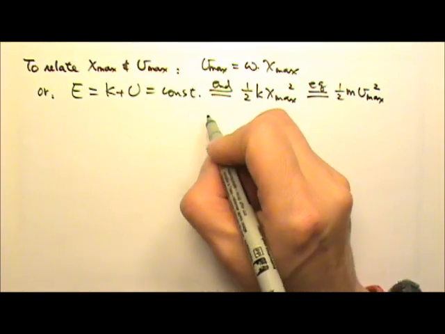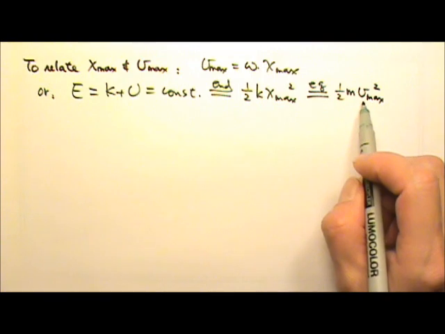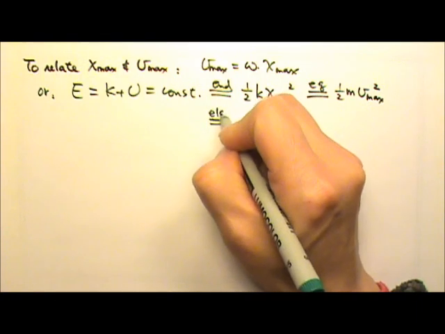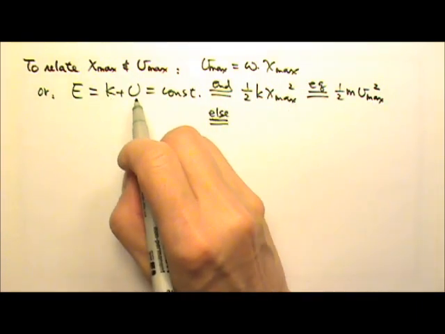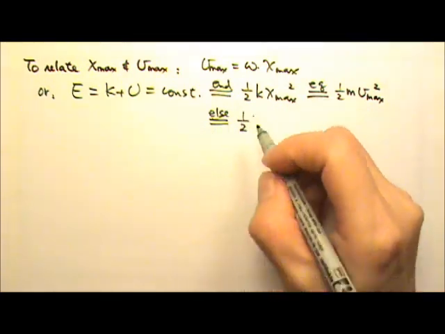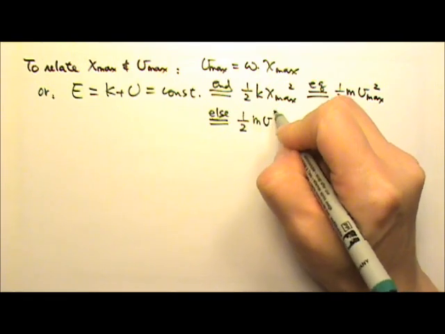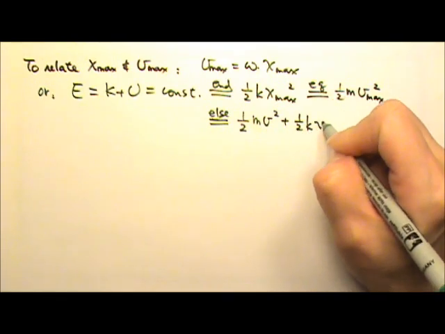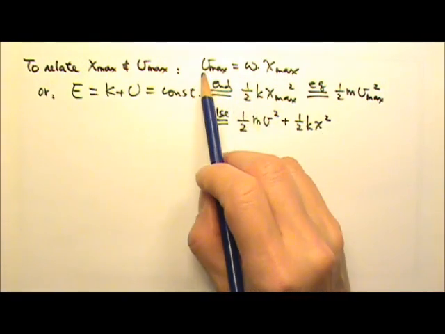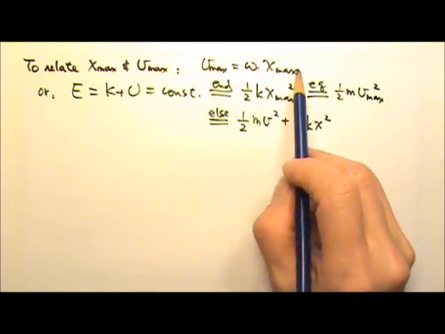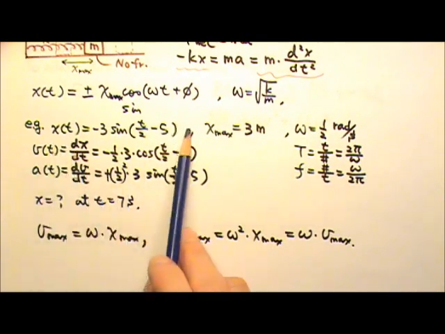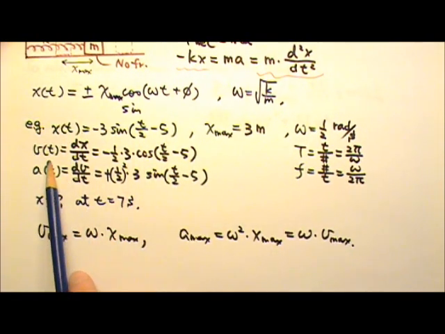Now, if we need to relate the x and the v, not at the endpoint, not at the equilibrium, but anywhere else, we would have both kinetic energy and potential energy at the same time. So this total mechanical energy would equal 1/2 mv squared plus 1/2 kx squared. If the x and the v are not the maximum values, we cannot use the maximum-speed equation to relate the two. We'll have to use the conservation of energy. Or if we know the position as a function of time, we can take the derivative to find the velocity.